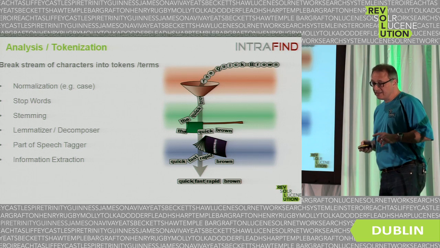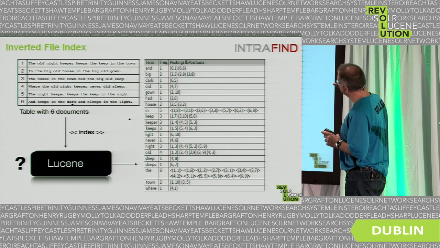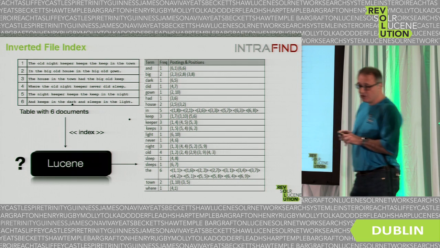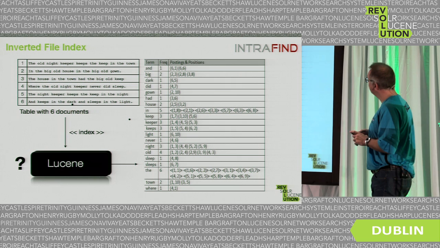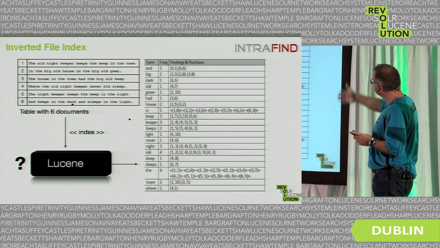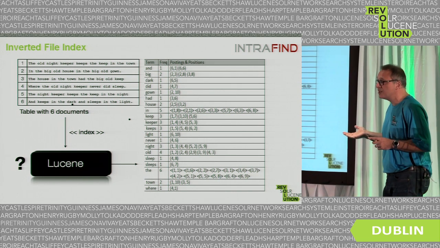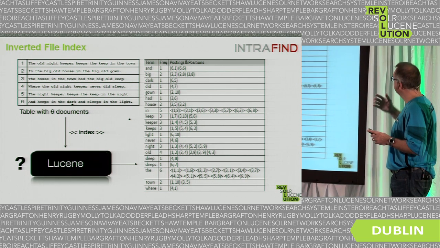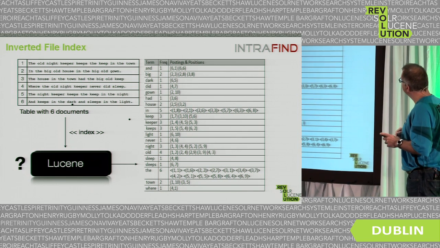That's the analysis. And the data structure, it's exactly the same slide we saw in the morning. We have these 6 documents, and what is produced is the inverted file index. We have an alphabetically sorted list of all the terms of these documents. This is the term dictionary, and for each of these terms we have the frequency, which is not so important for this talk, and we have a posting list.